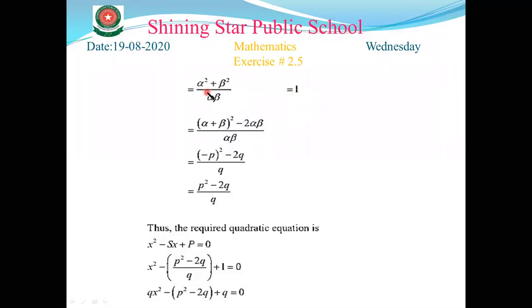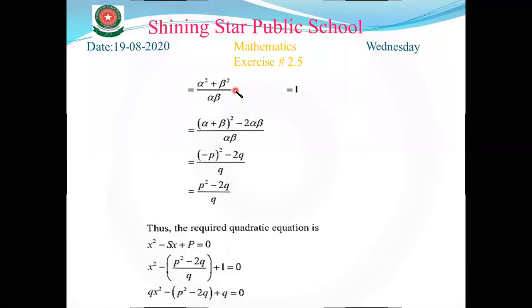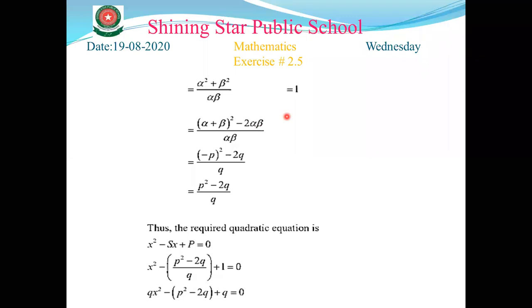And here, when we take the LCM, alpha multiplied with alpha becomes alpha square, and beta multiplied with beta becomes beta square. And we know that alpha square plus beta square is equal to alpha plus beta whole square minus 2 alpha beta. We make alpha plus beta whole square minus 2 alpha beta from the formula of a plus b whole square is equal to a square plus b square plus 2ab.